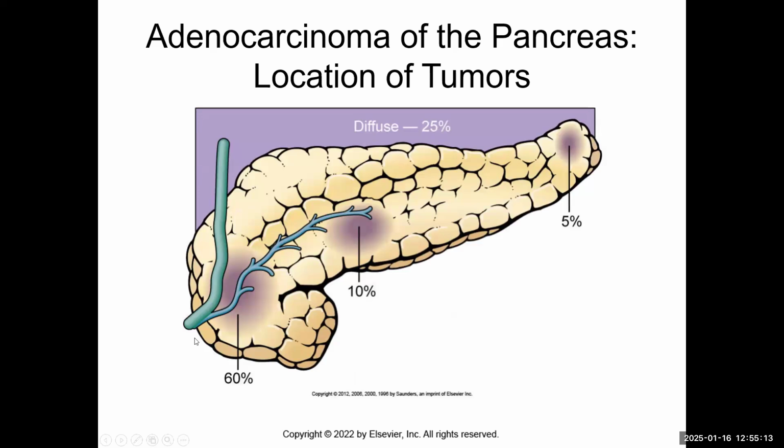Most of the time, the cancer is going to be at the head of the pancreas. So of course, they can cause issues with the bile duct as well. So they'll usually have digestive issues and things like that. Then 25% will be all over the entire pancreas. The tail is usually the least, where you would be least likely to actually find that adenocarcinoma.